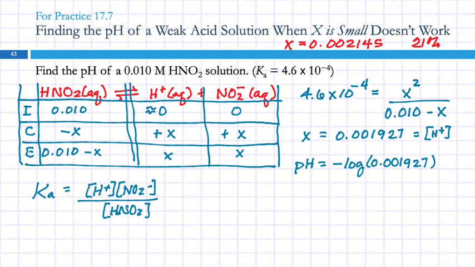I can just hit negative log, and then if I hit that variable button, X, and hit enter, it remembers the X that I solved for. And so the pH here is 2.7151, and again, this should have 2 sig figs, so 2.72. Any questions?